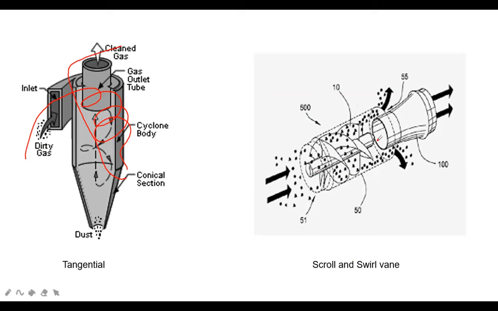See this. We have a shaft with the swivel vanes over there. This is the swivel vane type, beta. So as the gas comes, it goes inside like this, and it swirls like this. That is what we want. As it swirls, centrifugal force will act on it.